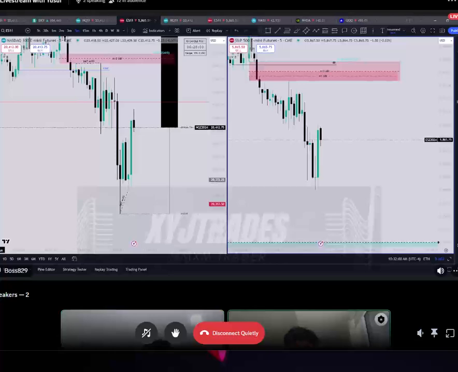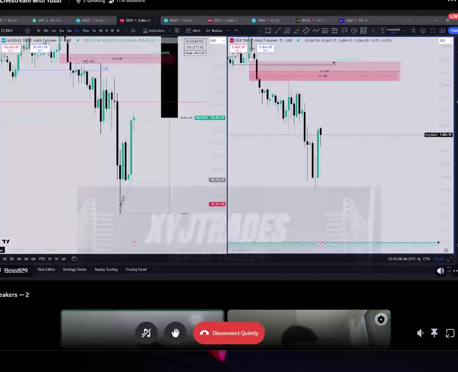If you look at your 4-hour chart, where is the draw on liquidity? Right? For me, the draw on liquidity is still very obvious. The hourly chart, very obvious. Daily chart, obvious. Weekly chart, obvious. There we go.